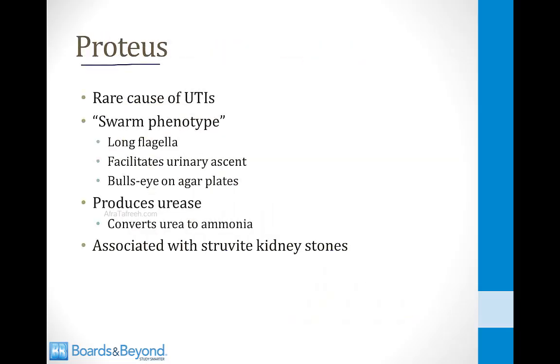Next gram-negative rod is Proteus, which is a rare cause of UTIs. So Proteus has a unique feature called a swarm phenotype. These bacteria have long flagella, which facilitate their ascent in the urinary tract, and this gives them a bullseye when you grow them on agar plates.